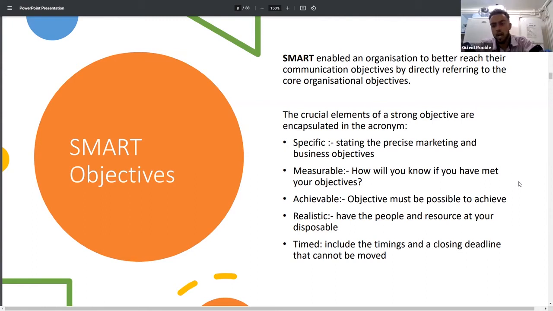And also measurable: how will you know if you've met your objectives? You can do that by looking at the data that will help you determine if you've met what you set out to do, or whether there has been an increase in subscriptions. And then evaluating it, referring back to it. This is a linear way of regularly communicating, and a strategic way of communicating and planning.